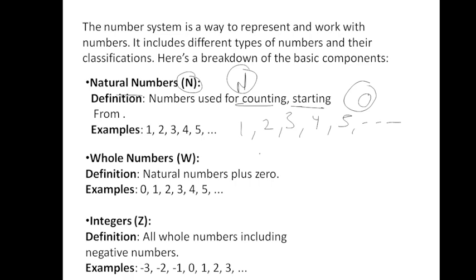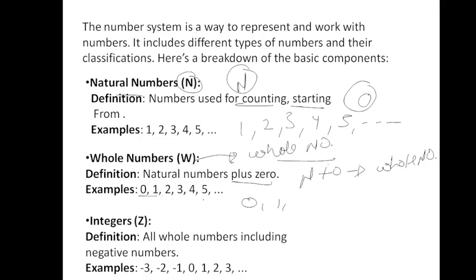If we include 0 in the collection of natural numbers, then it is called the whole numbers. Whole numbers are natural numbers plus 0. An example of whole numbers: 0, 1, 2, 3, 4, 5, and so on.